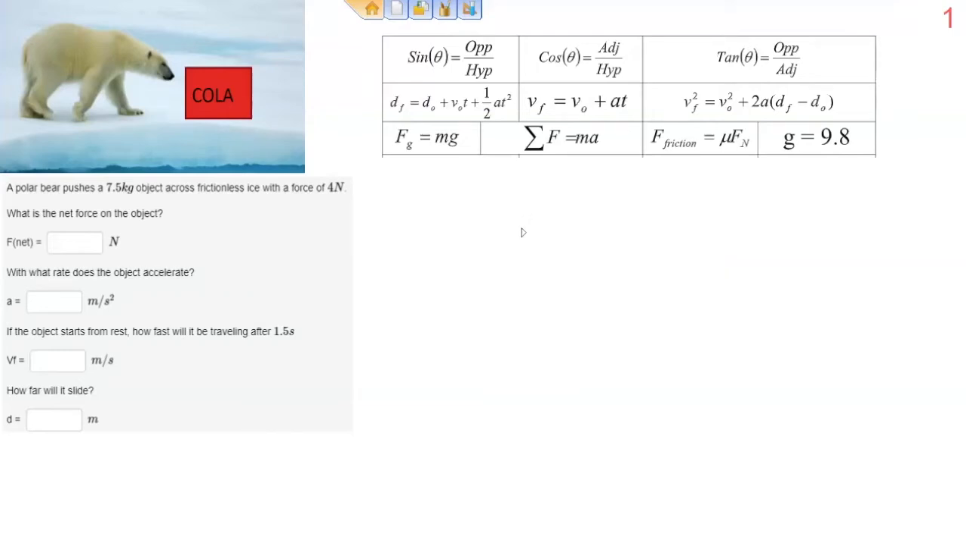All right, guys, let's take a look at our first problem here. We have a polar bear pushing a 7.5 kilogram object across frictionless ice with a force of 4 newtons. What is the net force acting on this object?